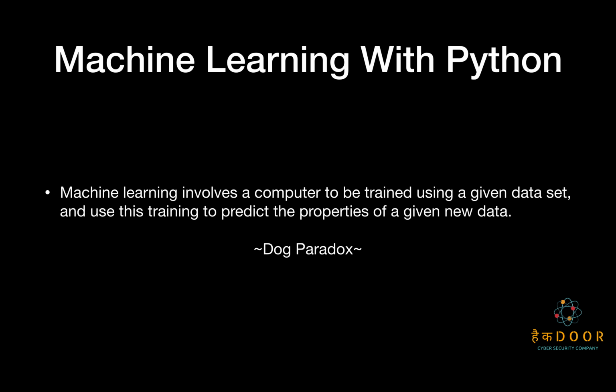Now, this process of training and prediction requires using specific algorithms. We feed the training data set that we have fed to the system to the algorithm running on this system, and the algorithm uses this training to give predictions on the new test data. This is what machine learning really is.